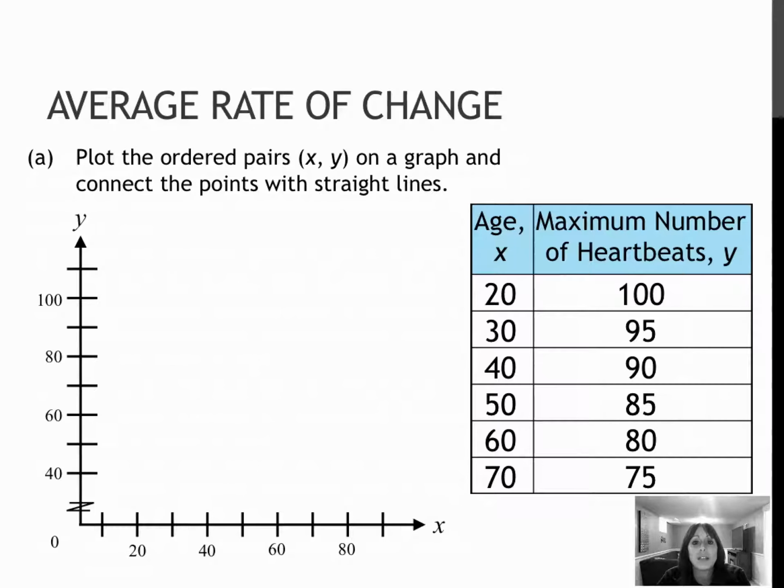The first question says, plot the ordered pairs on a graph and connect it with a straight line, or with straight lines. So here are the points, and as you can see, I'm connecting it with a line. So it looks pretty straight, but it's kind of hard to tell because I don't have those grid lines. So we're going to move on to the next question.